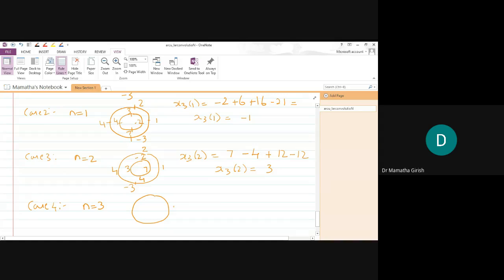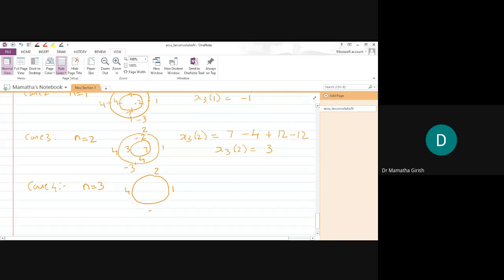What must I do now? Again, the outer samples stay as they are: 1, 2, 4 and minus 3. The inner samples again shift in the anti-clockwise direction. This becomes 7. This becomes minus 2. This becomes 3. This becomes 4. So therefore, x3 of 3 is what? 4 into 1 is 4. 7 2s are 14. Minus 8, minus 9. Therefore, x3 of 3 is 1. Is it 1? Yes, ma'am.